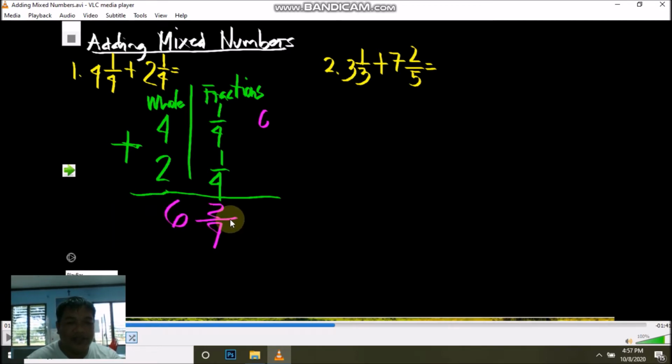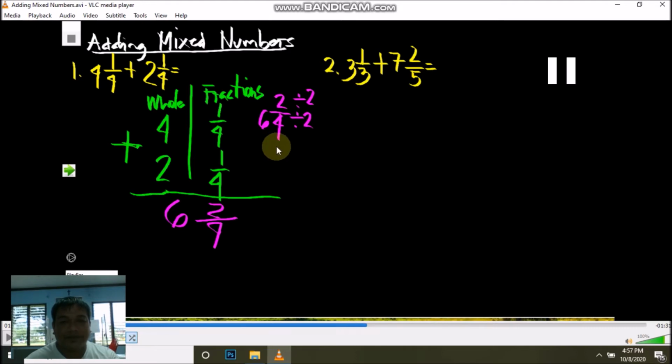So the fraction here is not yet in lowest term. We're going to change it into lowest term. So 6 and 2/4. How are we going to change it into lowest term? You just simply divide by the greatest common factor, which can divide the numerator and denominator. So what do you think is the GCF for 2 and 4? The answer is 2. What number can we divide 2 and 4? It is number 2.